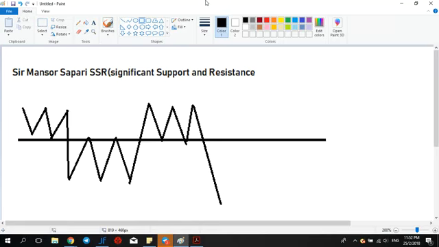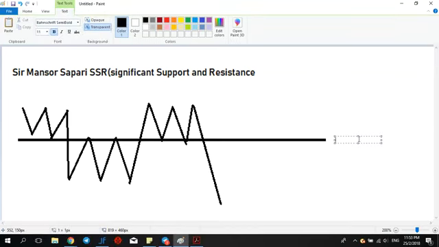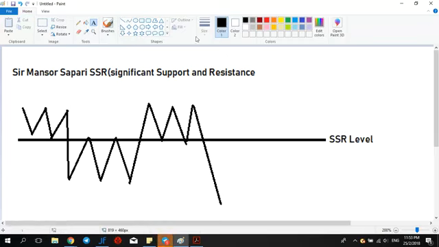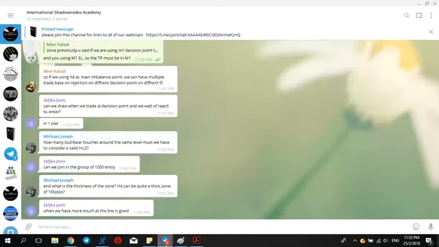So this is called the SSR level. This is SSR level. Okay. Where there is a lot of shadow touching here. Shadow here. Shadow over here. And shadow over here. So this is called an SSR level. Alright. Is there any question?